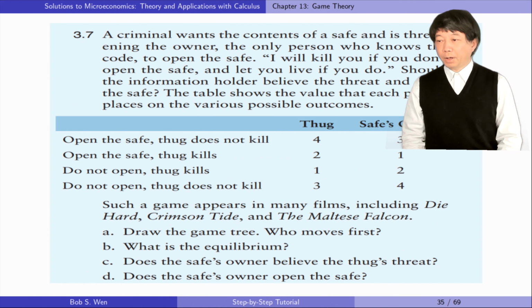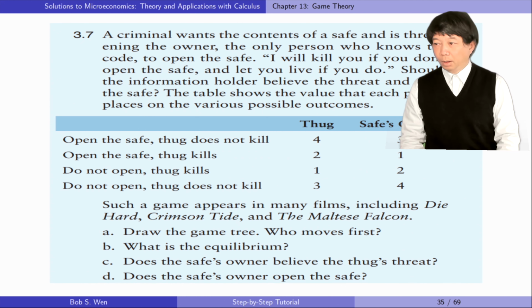Let's go to exercise 3.7. A criminal wants the contents of a safe and is threatening the owner, the only person who knows the code, to open the safe. I will kill you if you don't open the safe, and let you live if you do. Should the information holder believe the threat and open the safe?